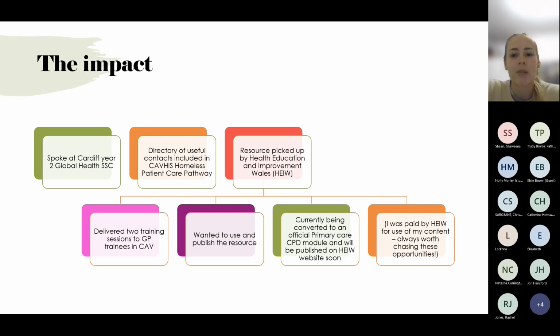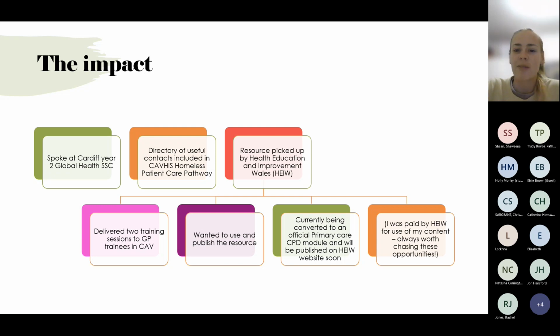HEW also approached me, and they wanted to use the module to publish on their website, which is the hub for online resources for GPs in Wales. And some trusts in England also use some of the HEW resources. So at the moment, my Year 3 SSC project is being converted into a format compatible for their website, and is in the process of being accredited as an official CPD module, which is really, really exciting. And at some point within the next year, that will officially go live and be published.